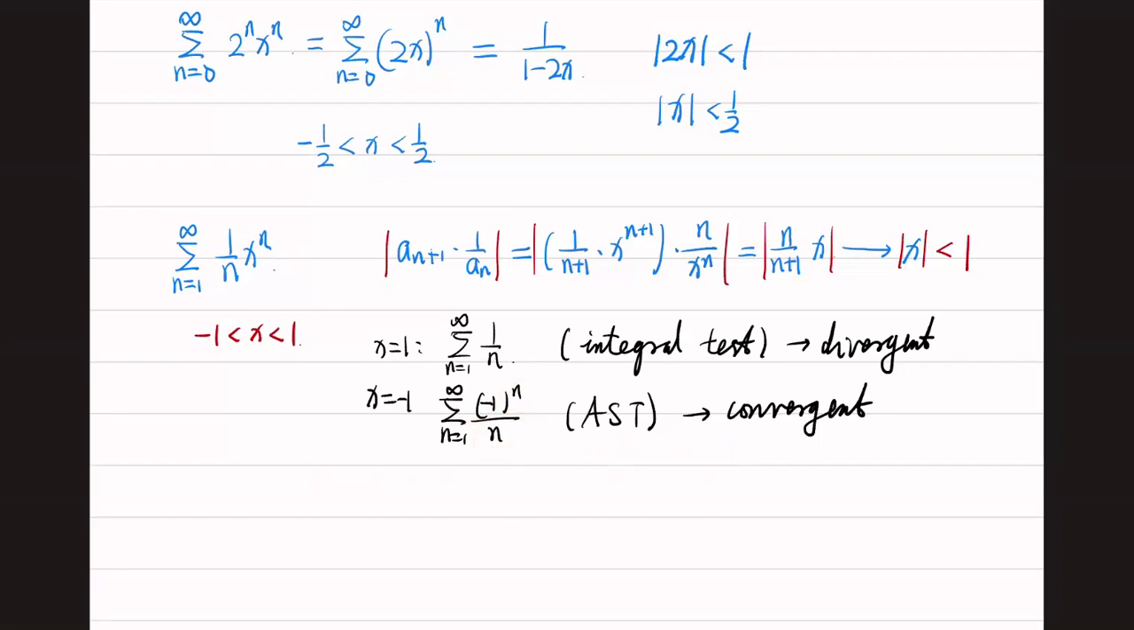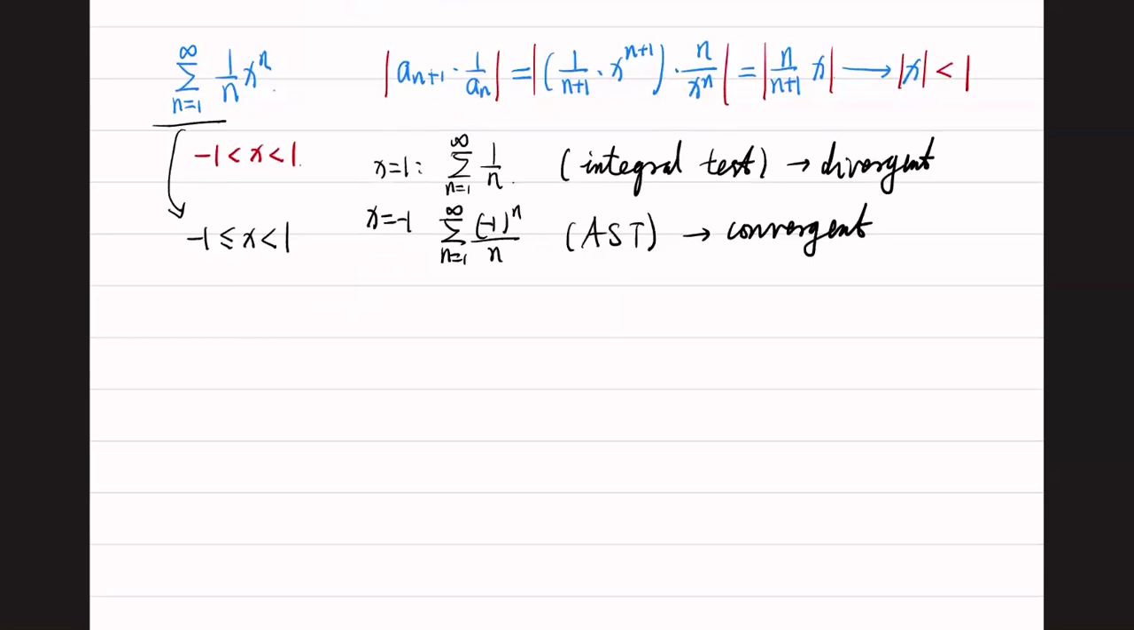So after checking the two endpoints, we get a better understanding of this power series, the interval of convergence. It converges at the left endpoint, diverges at the right endpoint.